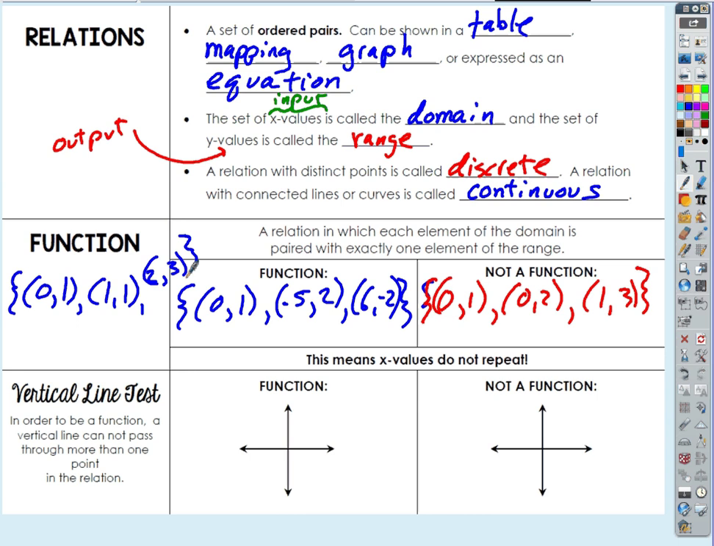So x's can't be the same, but the y's can. The y's could be the same, as long as they're mapped to separate x's. Exactly, there's the key.